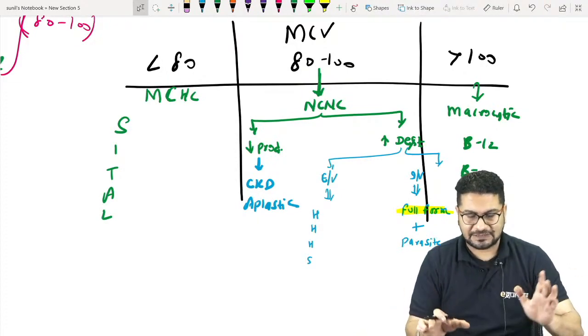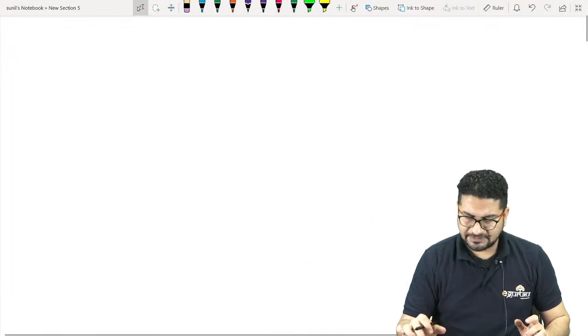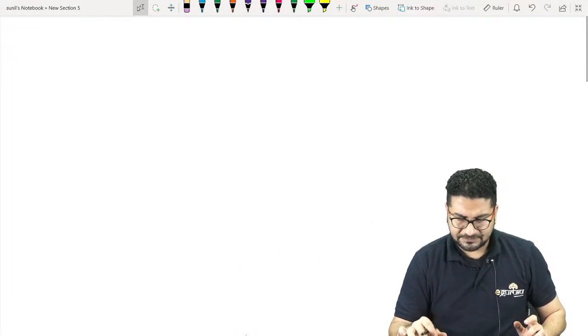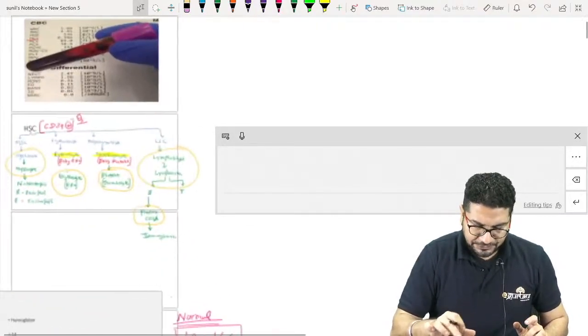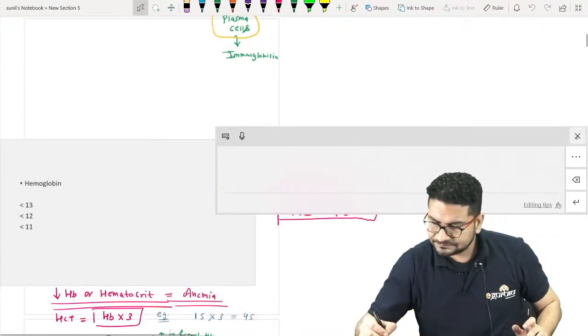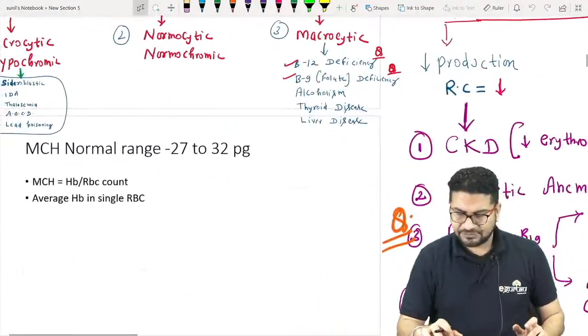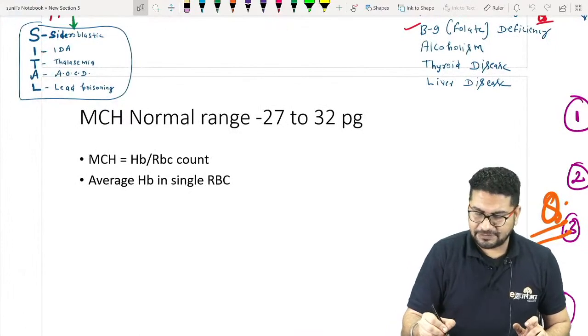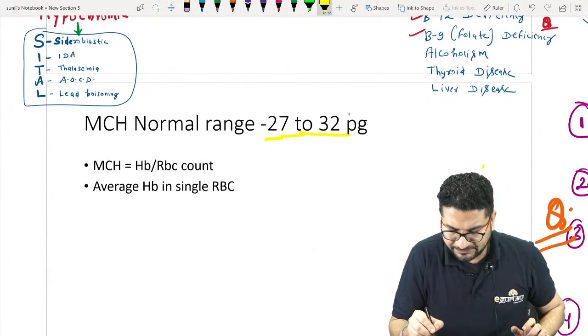So this is your basic classification. After classification, I am telling you some more things about anemia that we should remember. Understand this one by one. I told you MCV, so classification is ready. After MCV, what is important? MCH. Just remember the values of MCH. Normal value is 27 to 32 picogram.